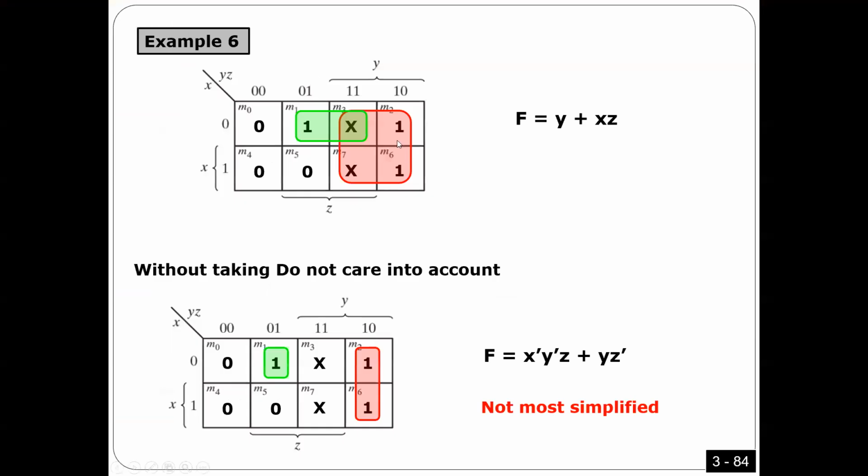However, if it is good for the simplification to consider some don't care as ones, go ahead and do it. So that's why here I showed you without don't care, and with don't care. If I take don't care here, I can make a big group, as you see here. This one is a small group.